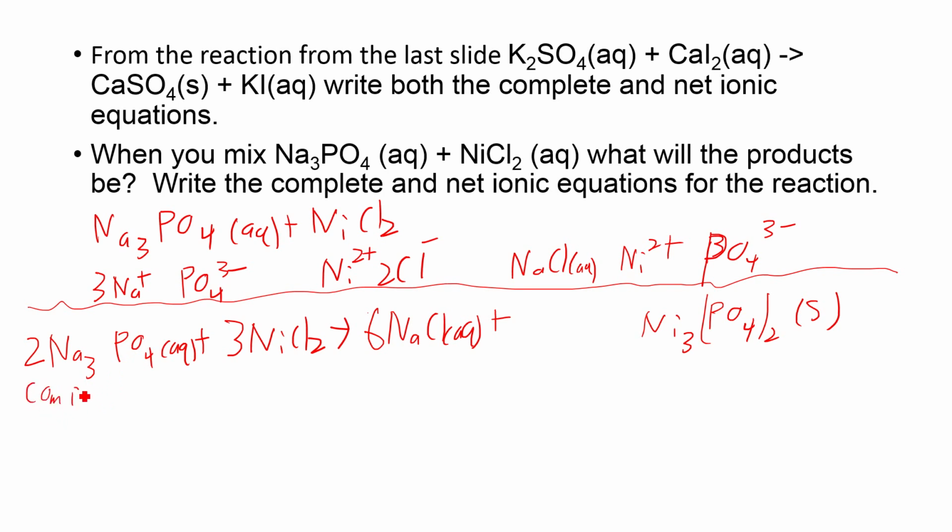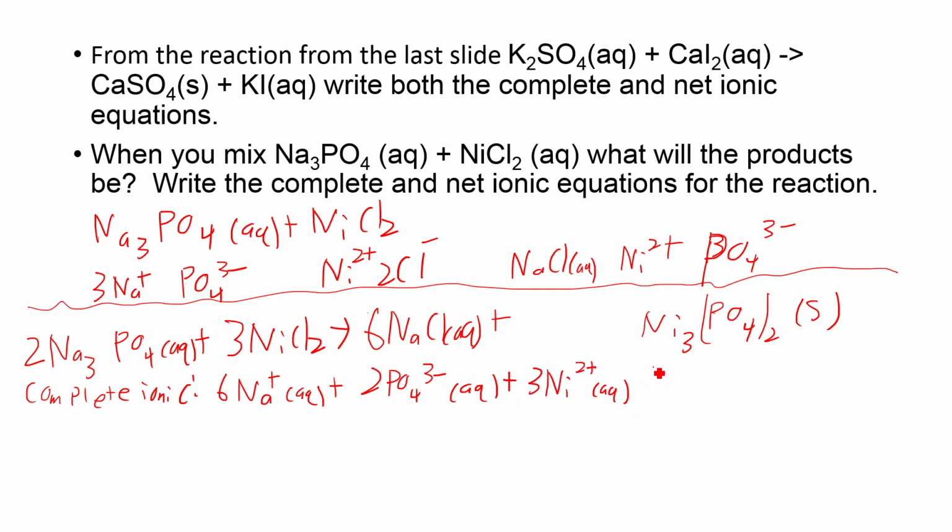So our complete ionic, that's where we're going to break things up. So far we just have the molecular equation. So we're going to have 6 sodium pluses. We're going to have 2 phosphates, PO4 3 minuses. We're going to have 3 nickel 2 pluses. And we're going to have 6 chlorine minuses.